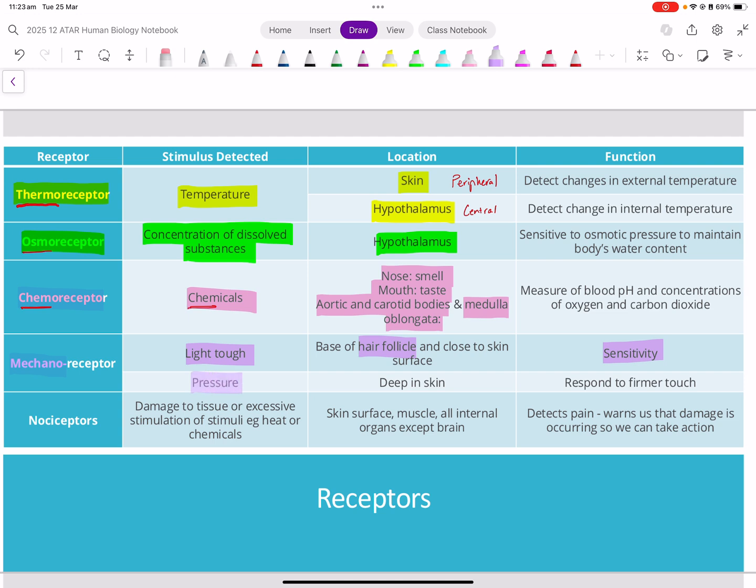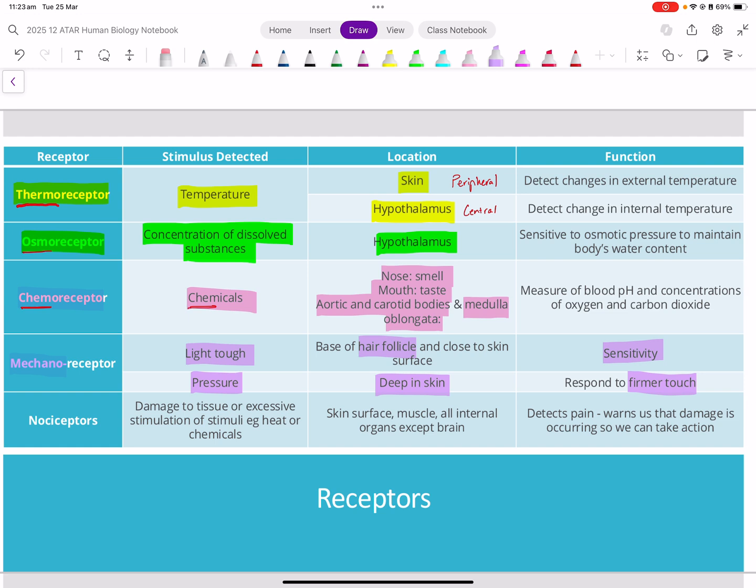The next example is pressure, and pressure receptors are found deeper in the skin, and they respond to a firmer touch. The reason that they respond to a firmer touch is because they are found deeper in the skin. It takes more pressure in order to trigger them. If they were found on the surface of the skin, they would be overly pressure sensitive.